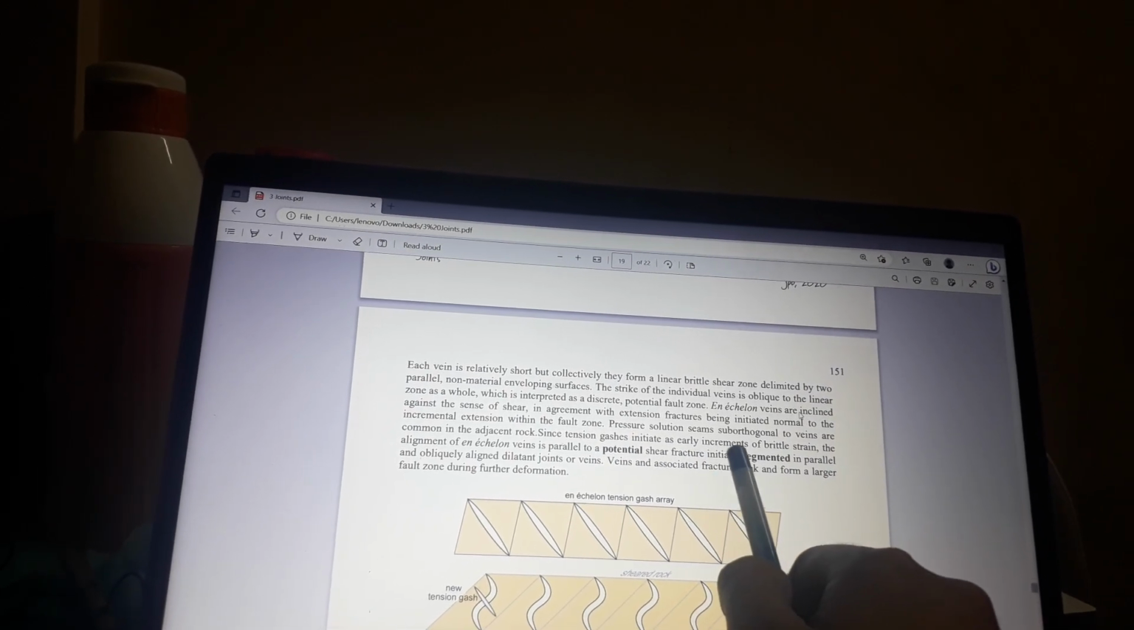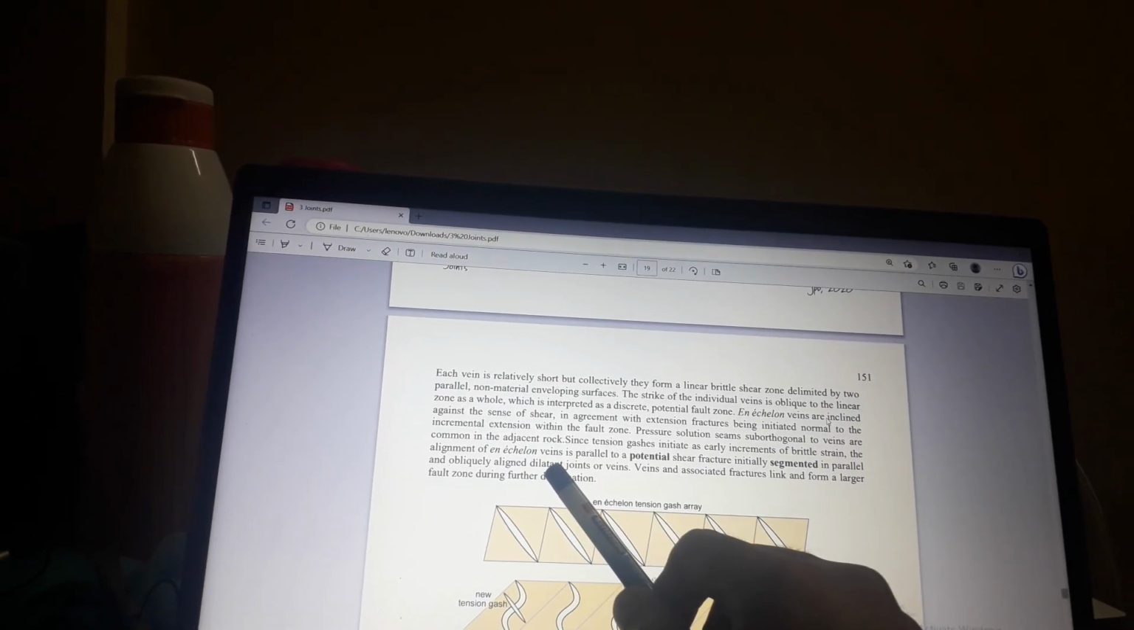Since tension gashes initiate as early increments of brittle strain, the alignment of en echelon veins is parallel to the potential shear fracture, initially segmented in parallel and obliquely aligned dilatant joints or veins.